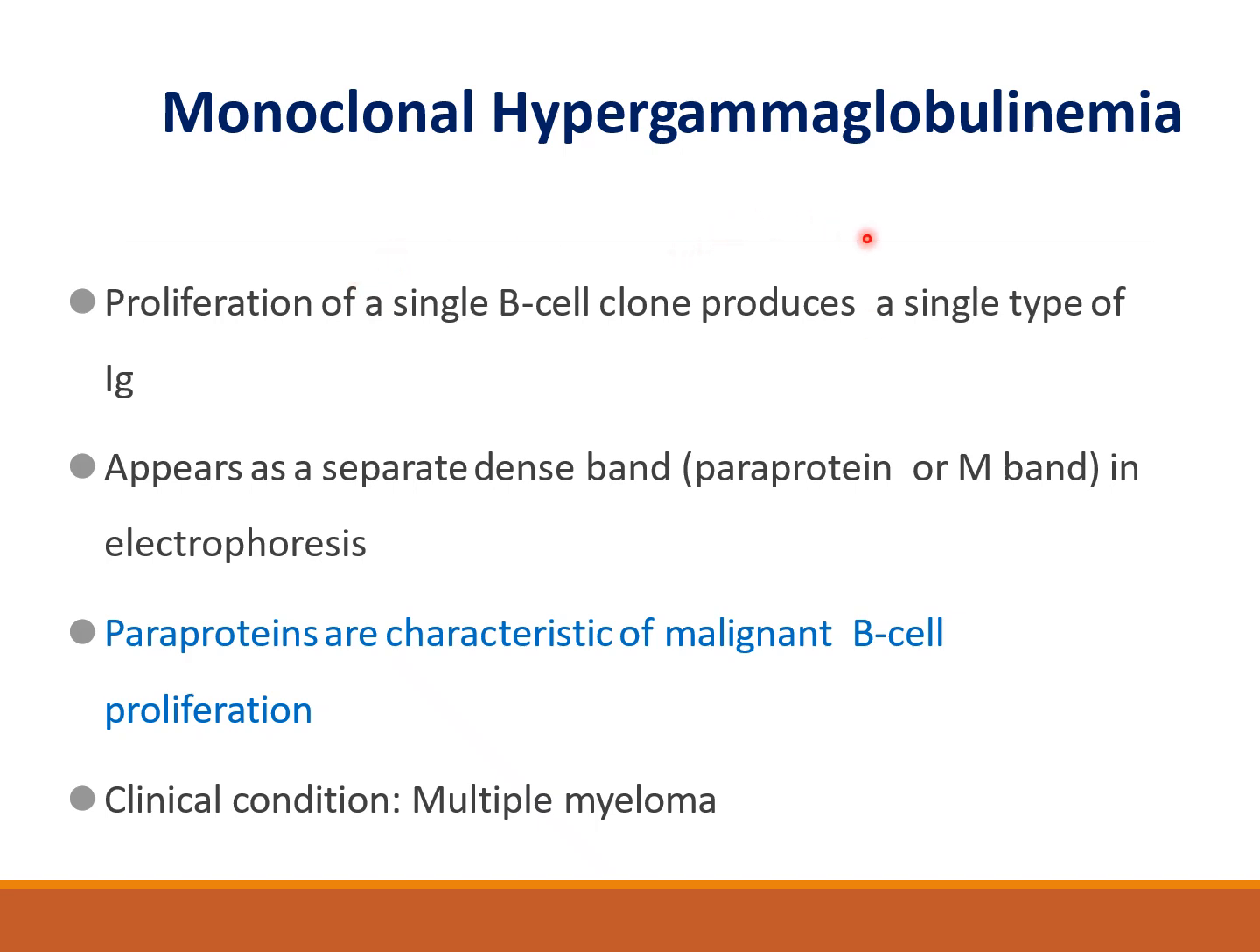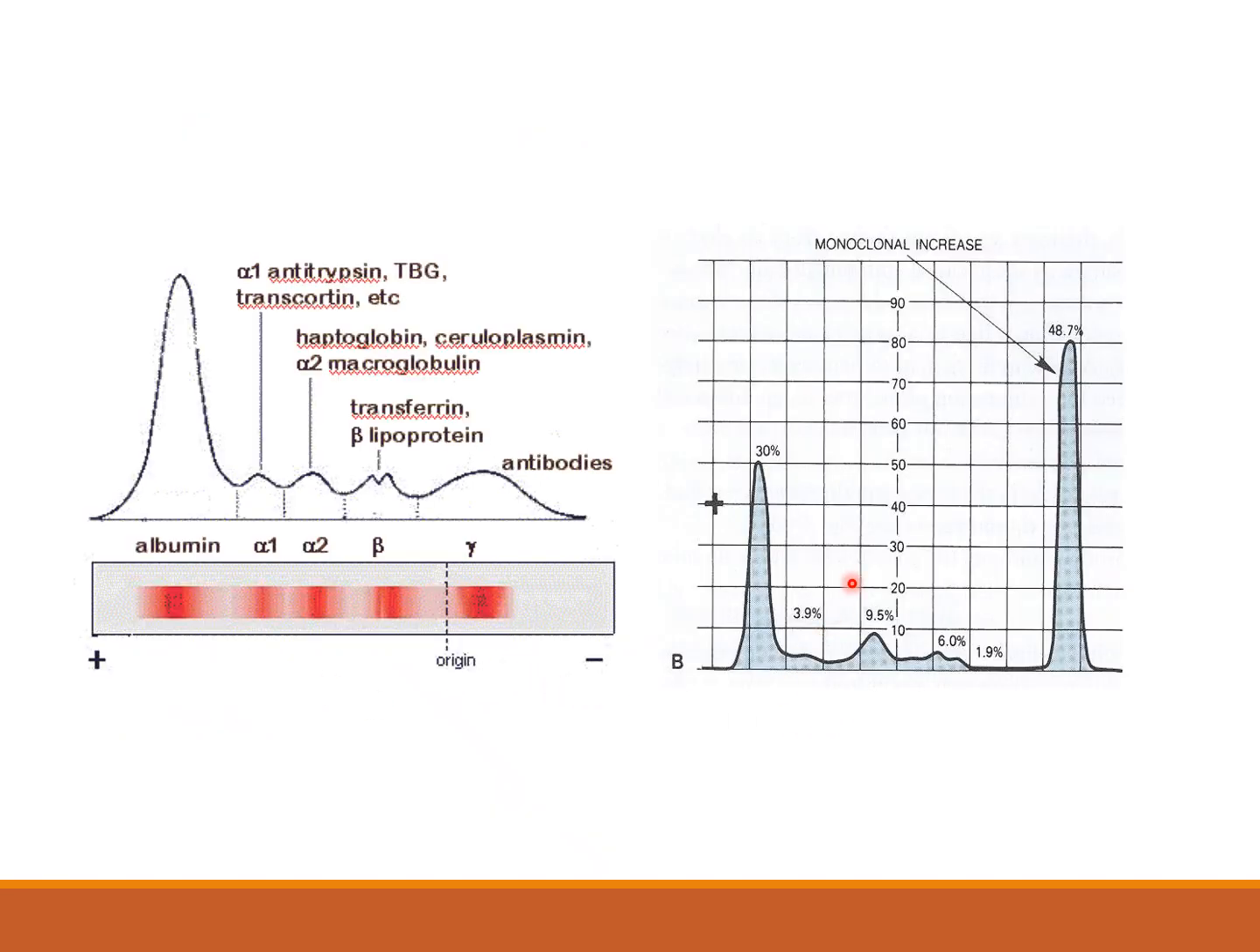Monoclonal hypergammaglobulinemia: proliferation of a single B cell clone produces a single type of immunoglobulin. It appears as a separate dense band, paraprotein or M band, which is nothing but multiple myeloma. So the paraproteins are very important characteristic features of malignant B cell proliferation. So this is the M band. The shape looks like the alphabet M. Clear? So this is albumin and this is gamma globulin and this is the normal pattern. I have already told you, each and everything you have to compare with the normal pattern for a case.